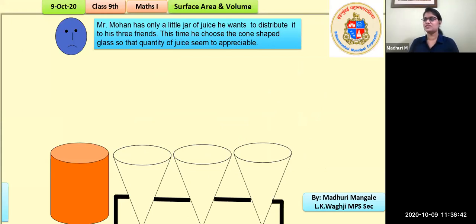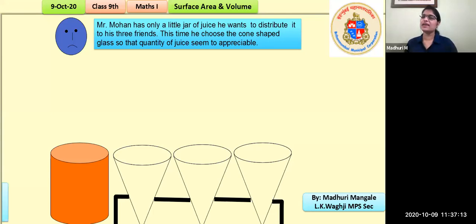This person's name is Mr. Mohan. All right. And Mr. Mohan has only a little jar of juice. He wants to distribute it to his 3 friends. This time he chooses the conical shaped glass, so that quantity of juice seems to be appreciable, because he has only that much juice and he wants to equally distribute it to 3 of his friends. But he's confused.